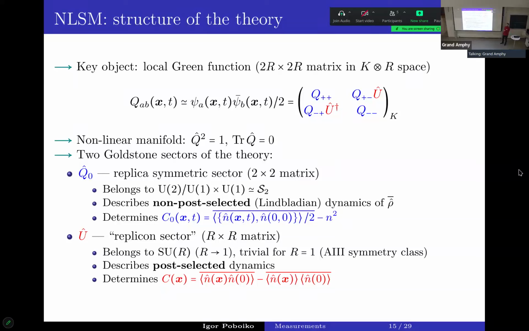You do have to induce this post-selection in order to probe this transition. And this behavior of your average density matrix is described by this replica symmetric sector. It's a 2 by 2 matrix, which, due to constraints, is equivalent to just a 2-dimensional sphere. So you can think of it as a unit vector on a 2-dimensional sphere. And physically, it describes the non-post-selected quantities which depend on the average density matrix.